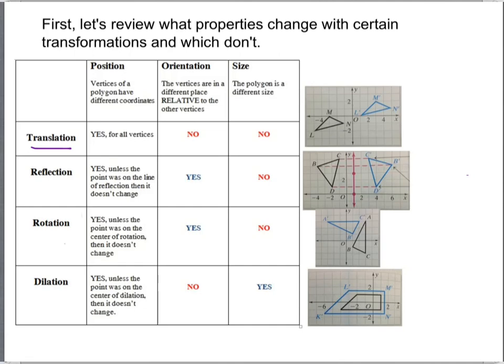Reflection, the positions change unless it's on the line of reflection. The orientation does change, but the size doesn't change. Same with rotation. And the last one, for dilation, the position does change, the orientation doesn't change, and the size does change. So really, dilation is the only transformation in which the size changes.